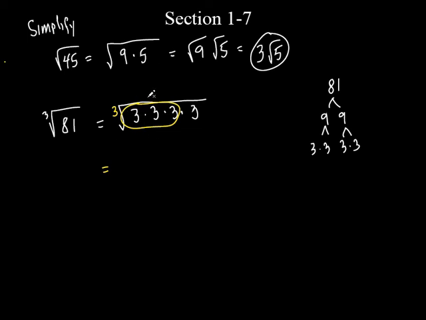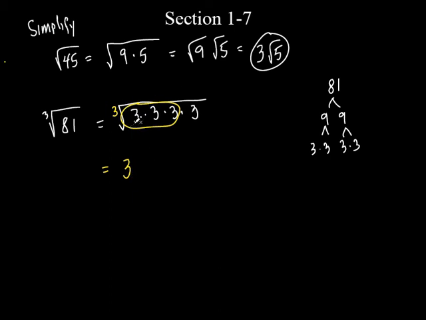So the cube root of this right here just becomes a 3. A whole number 3. Not a square root of 3, not a cube root of 3. Just a whole number 3. Because 3 times 3 is 9 times 3 is 27. What's the cube root of 27? It's 3. All right? So every time I have a group of 3, if I'm doing the cube root, it's just that number.